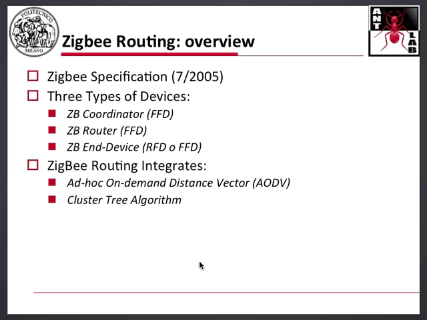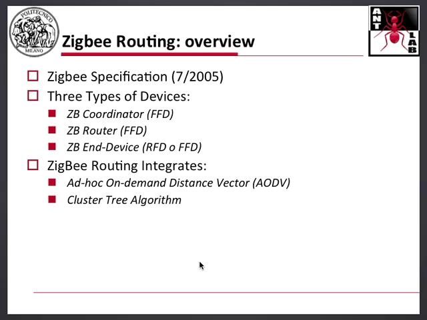So the full function device also plays the role of the ZigBee coordinator. And usually the PAN coordinator often plays the role of ZigBee coordinator. So whoever manages the network at the medium access control layer also manages the network at the network layer. Then we have the so-called ZigBee routers, which usually are full function devices. And then we have the so-called ZigBee end devices, which can be whatever: reduced function devices or full function devices.